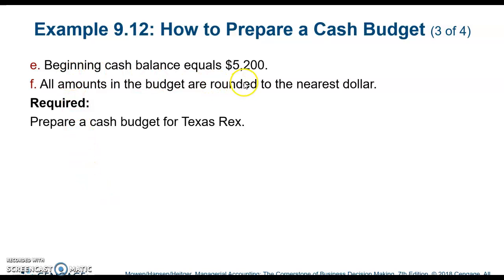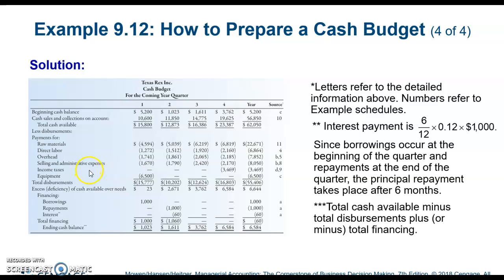Okay, the beginning cash balance that TexRex has is $5,200, and they want us to round everything to the nearest dollar. So here is our cash budget. So again, we started the first quarter with $5,200. They just told us that. The cash that we're going to expect to receive in the first quarter, that came from that schedule of cash receipts from the previous video, $10,600. So the total cash that's going to be available in the first quarter is those two added together of $15,800.